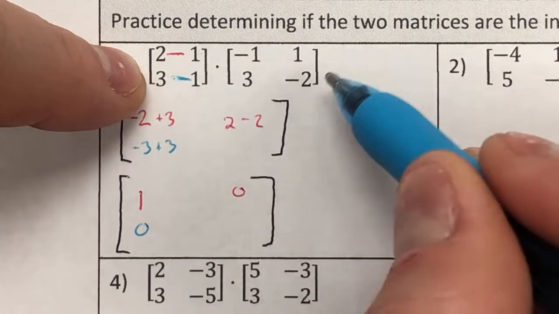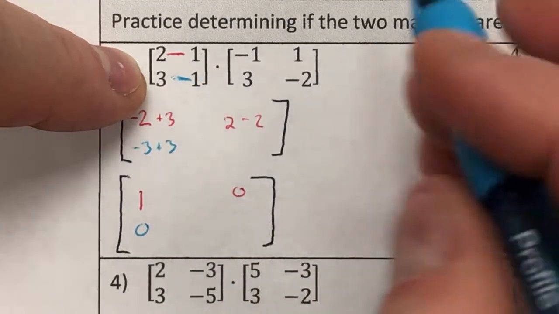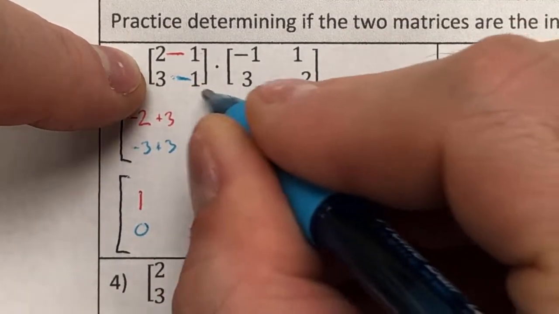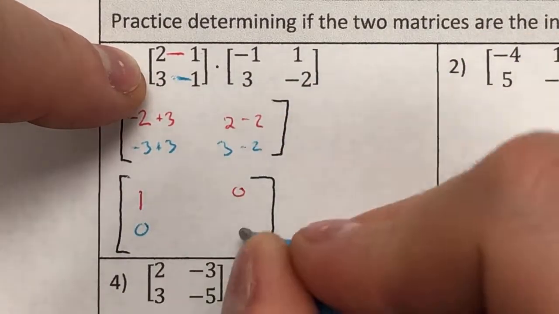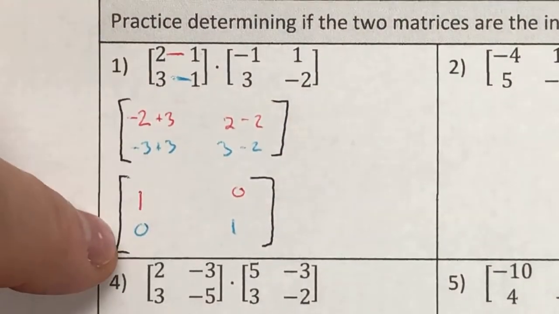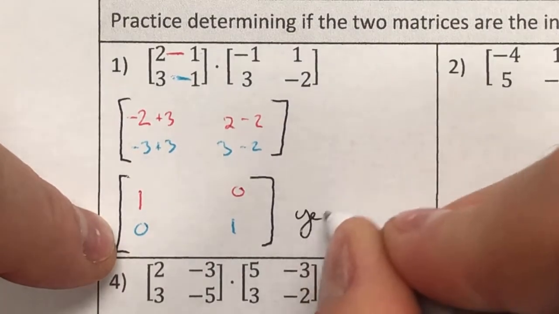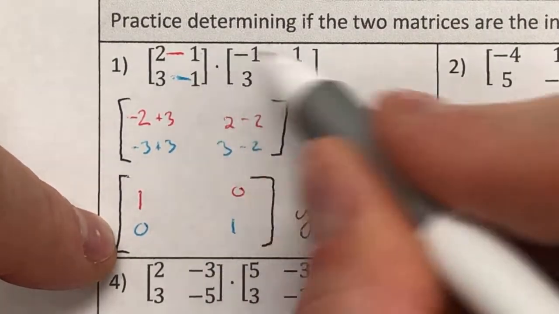Then I do the same thing to the next column. 3 times 1 gives me 3. 1 times -2 gives me -2. So we produce the identity matrix. So yes, these are inverses of each other.